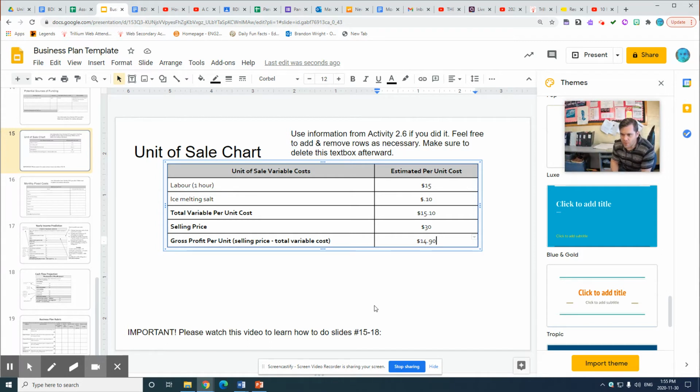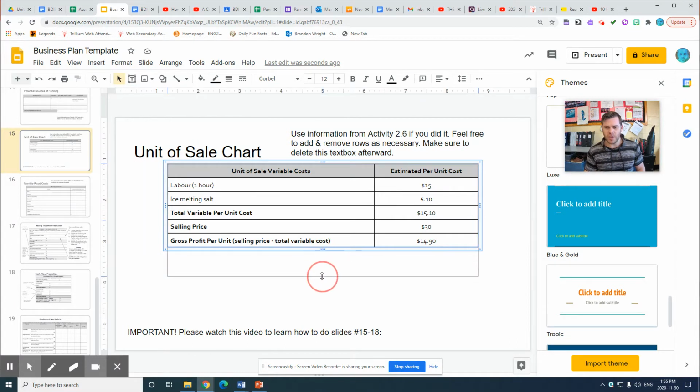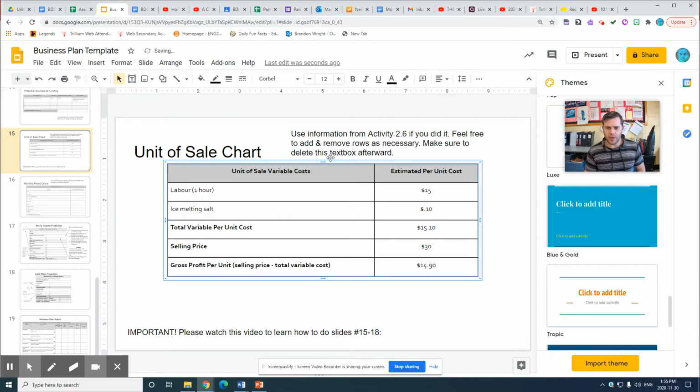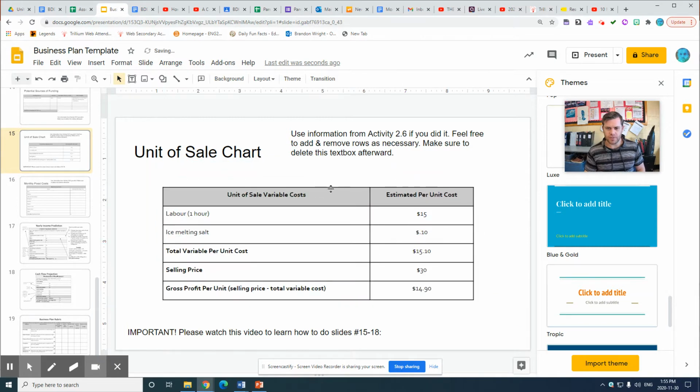Now, if you haven't seen this chart before, a full lesson on how to do a unit of sale chart is in activity 2.5. So please watch that video if you're still unsure. I'm not going to go into everything about how to make a unit of sale chart because I've already covered it. But go back to activity 2.5 and watch that video, please.